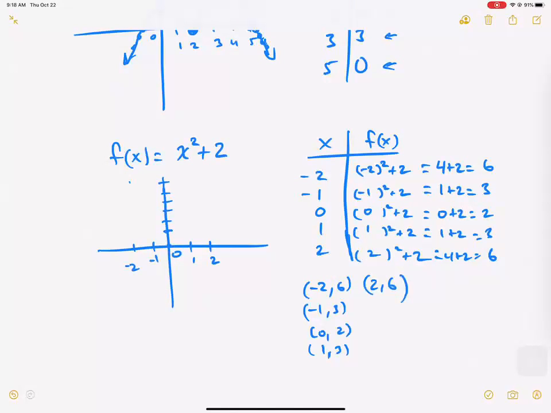So negative 2 became 6 up here. That's 6, 4, 2. Negative 1 became 3. 0 became 2. 1 became 3. And then 2 became 6. We end up with a parabola.